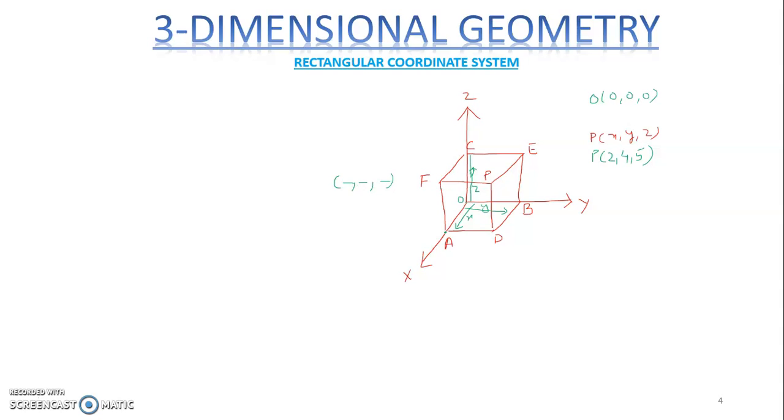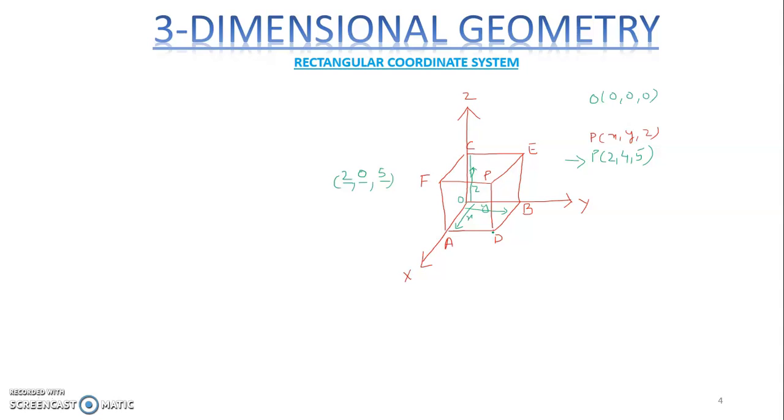F is lying in which plane? This is the XZ plane. So F is lying in the XZ plane. So in the XZ plane, Y coordinate is 0, so write 0 first. Now what is left? X and Z, so write 2, 5. Are you following? If the coordinates of P are 2, 4, 5 and the question says find the coordinates of F, in this way you will find it.